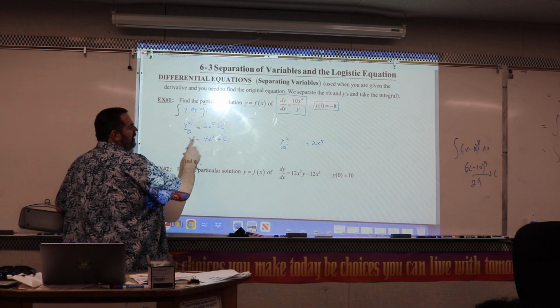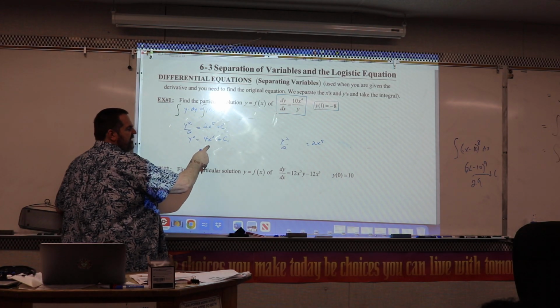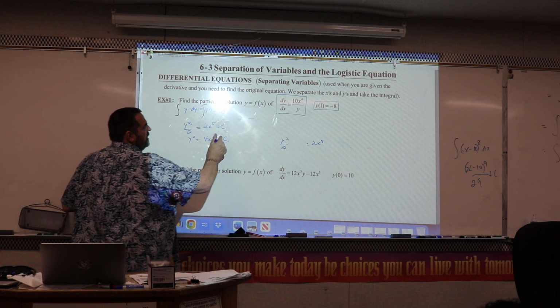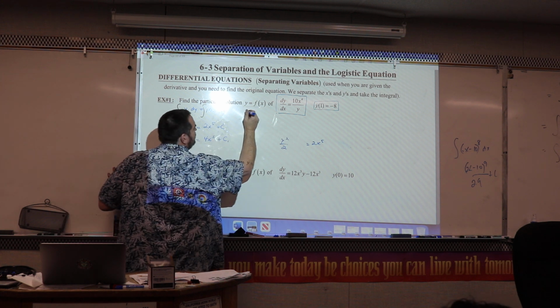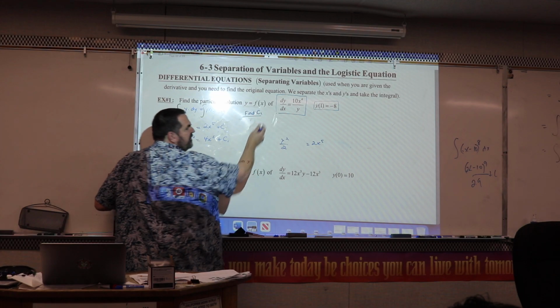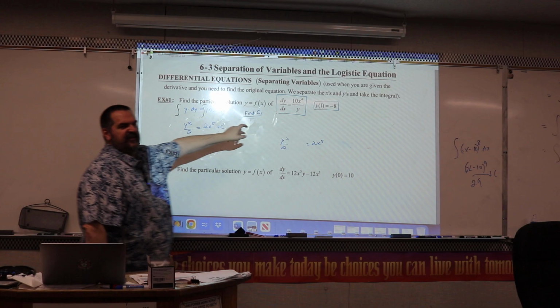All right, now we still have to find c, we have to solve for y. So I'm going to find c now. I used to have my students find c right here, but my scores got much higher when I had them find it off to the side. So let's go ahead and find c over here to the side. And how do I find it? That's what this point is.